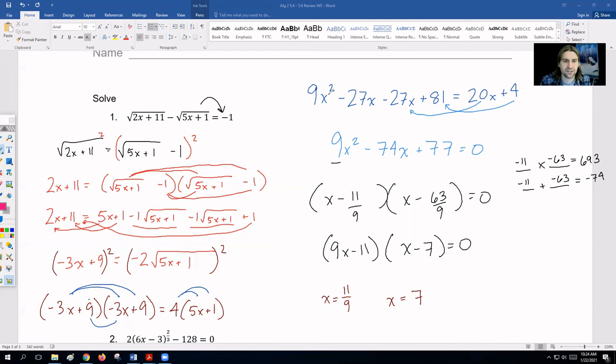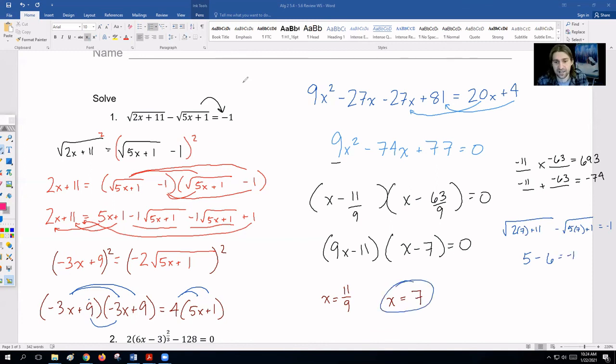We need to plug them back into the original problem to see if they both work out or if only one works out. Let's plug 7 back in. That's the easy one. What's the square root of 2 times 7 plus 11 minus the square root of 5 times 7 plus 1? See if that equals negative 1. That'd be 14 plus 11, that's 25. The square root of 25 is 5. Minus 5 times 7 is 35 plus 1 is 36. That'd be 6. And that does equal. Okay, so that works out.